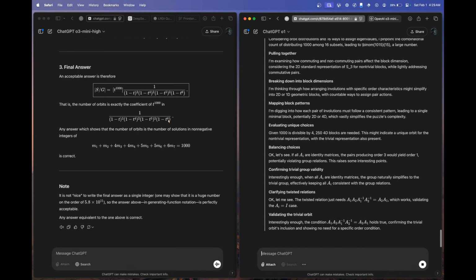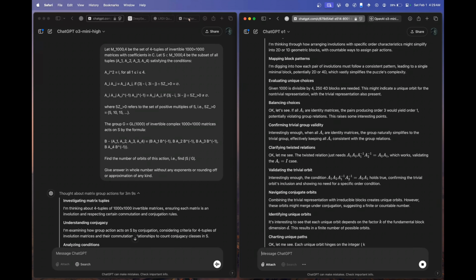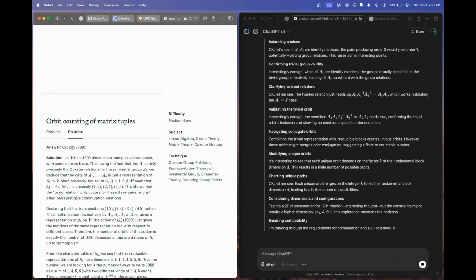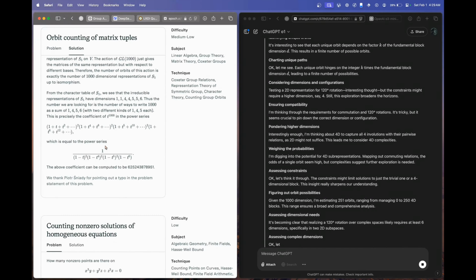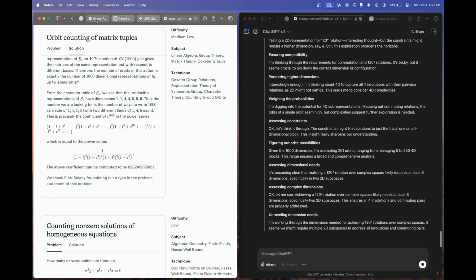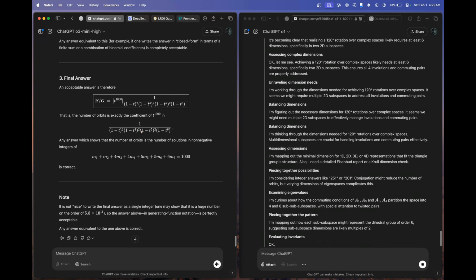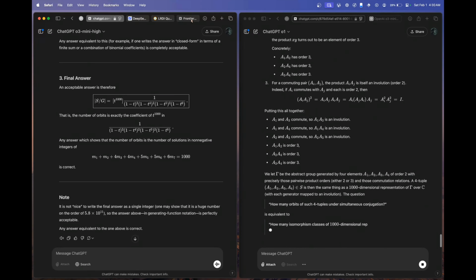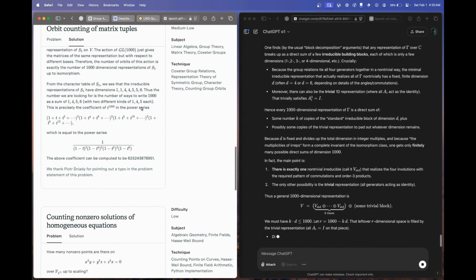Okay, so O3 Mini is done and it has thought for around 3 minutes and 9 seconds. If you look at the solution, it clearly mentions that 62524387891 is the answer, but it has not given us that, but I think it has given us this expression. Let's have a look at it. In the answer, this is what we have got: 1 minus t square, 1 minus t power 4 square, 1 minus t power 5 square, 1 minus t power 6. So it has got to the correct equation, but it has not given us the answer.